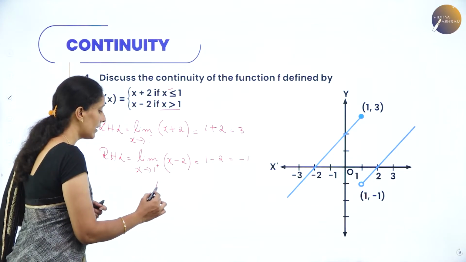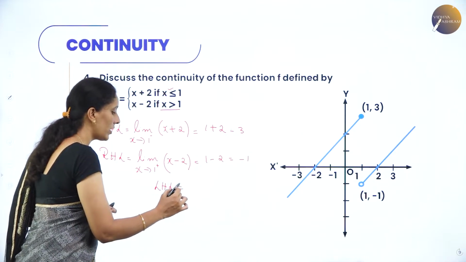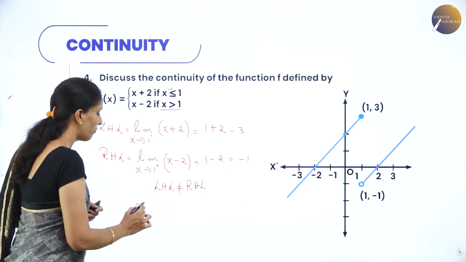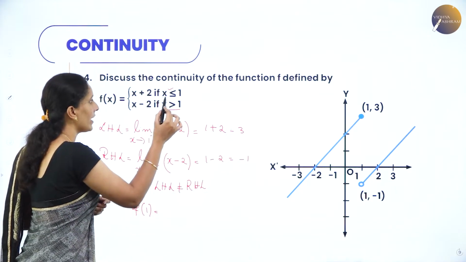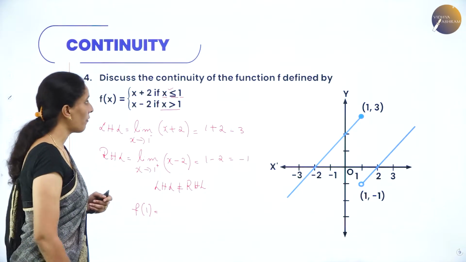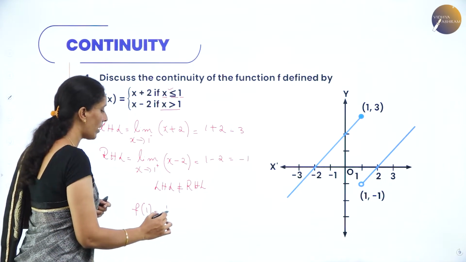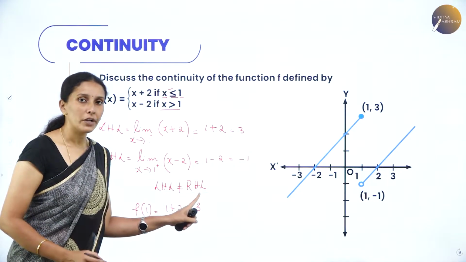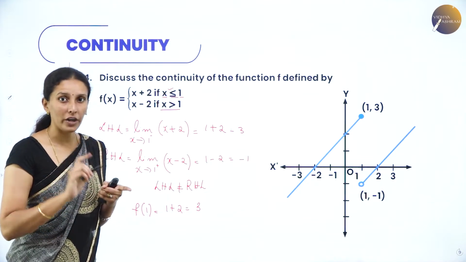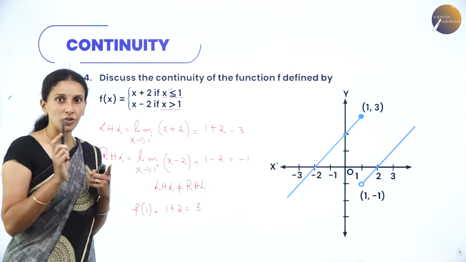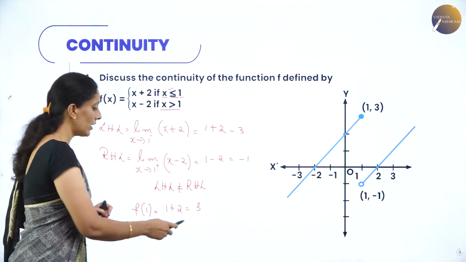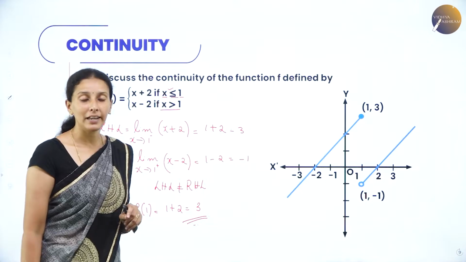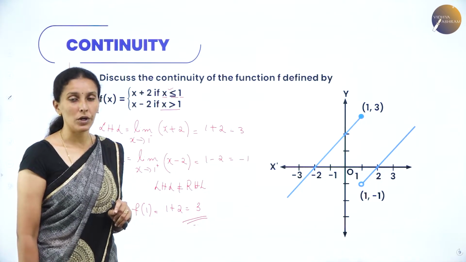So clearly the left hand limit is not equal to the right hand limit. Also f of 1, that is whenever x is equal to 1, is nothing but 1 plus 2, which is equal to 3. So the left hand limit is not equal to the right hand limit, which means the limit does not exist, and the functional value is also not equal to the limit value. So clearly from these observations we can say f is not a continuous function at x is equal to 1.